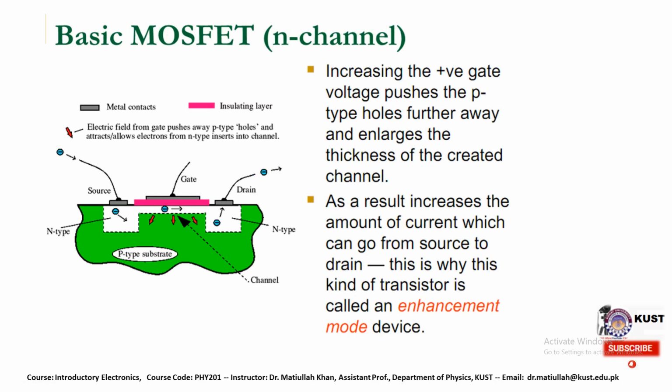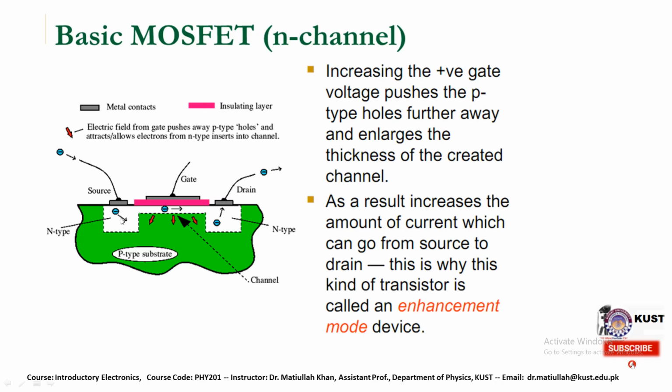This is a further explanation of the n-channel MOSFET. If we increase the positive gate voltage, it pushes the p-type holes further away and enlarges the thickness of the created channel. As a result, it increases the amount of current which can go from source to drain, and this is why this kind of transistor is called an enhancement mode device. So it can be used as an enhancement mode device for this particular purpose.